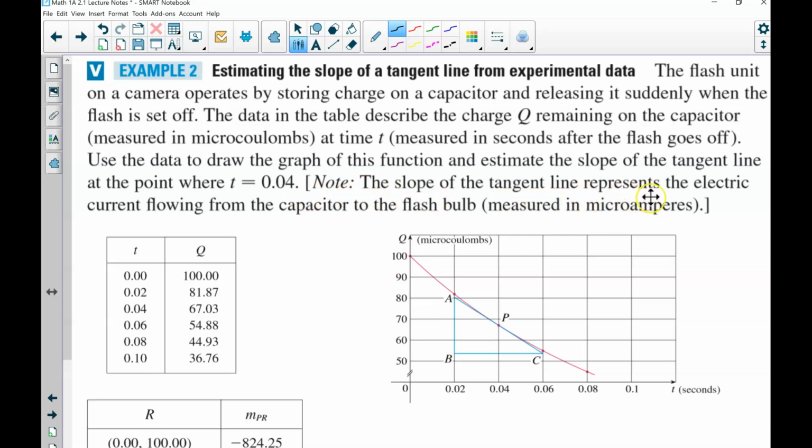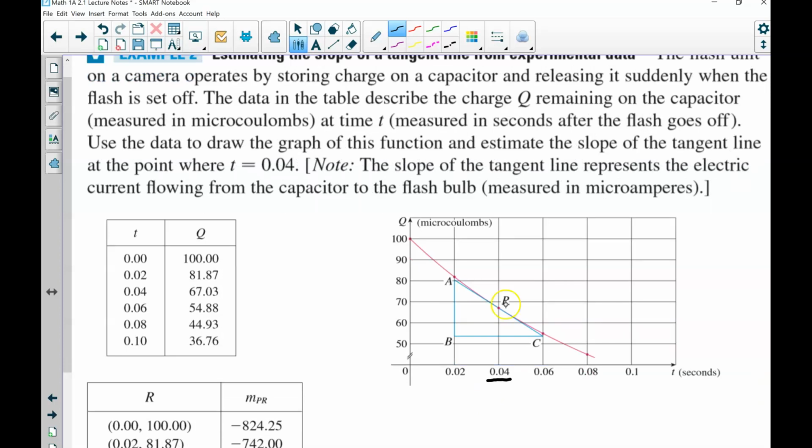Note that the slope of the tangent line represents the electric current flowing from the capacitor to the flashbulb, which is measured in microamperes. Now if you notice here, again, we're investigating when the value of t is equal to 0.04, which is right here. And so now it creates this point on our graph here, and we can see that this point then has an output of, over here, 67.03.